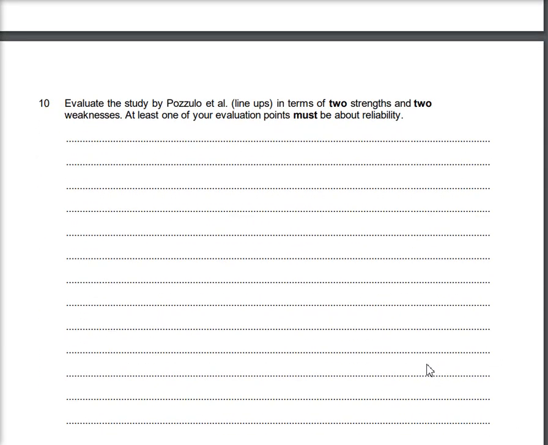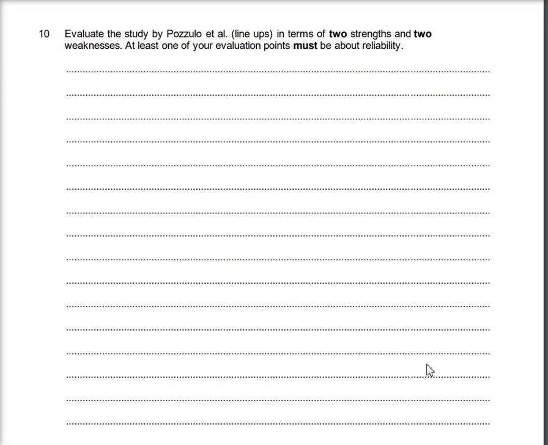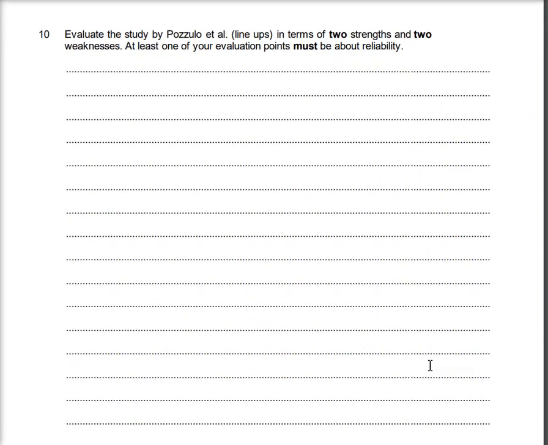Then coming to the last question, often students ask which question should be the last. So this would be the evaluation question. Evaluate the study by Loftus et al. on lineups in terms of two strengths and two weaknesses. At least one of the evaluation points must be about reliability. So this is what I think the paper would be.